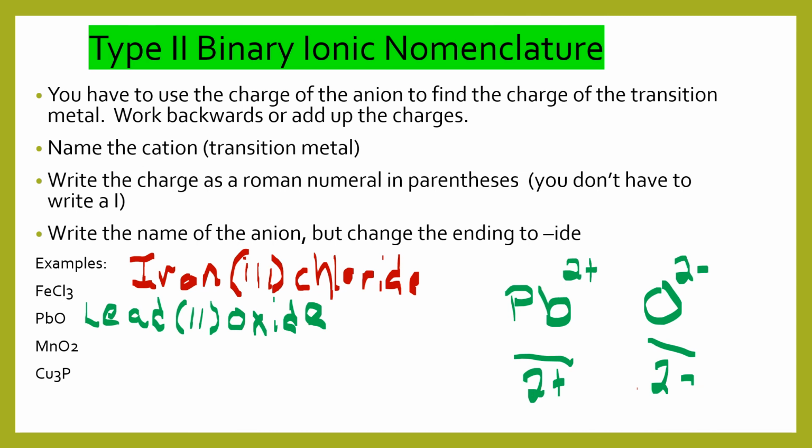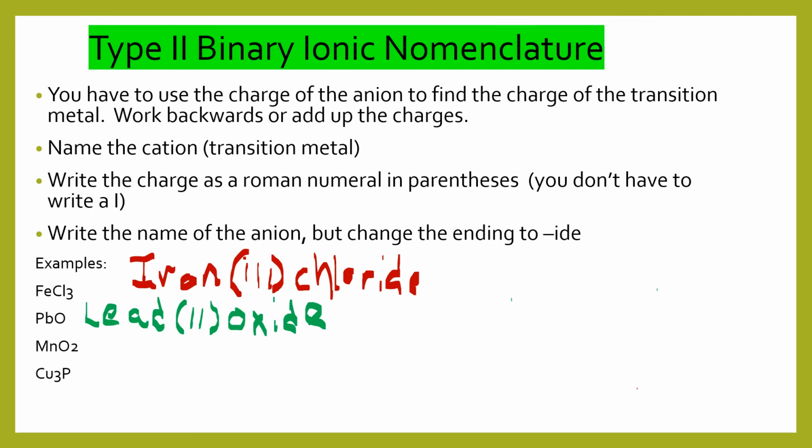Okay, so let's look at MnO2. All right, so we've got Mn is manganese. Don't mix that up with magnesium. A lot of people make that mistake. So Mn is manganese. We've got to figure out its charge and put it in Roman numerals. And O2 is again oxide.